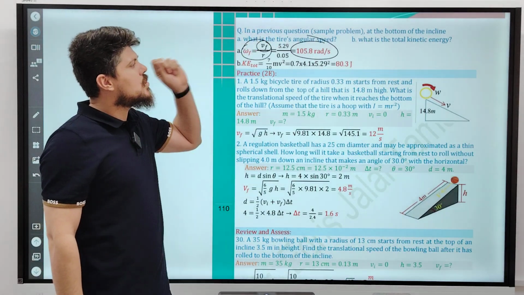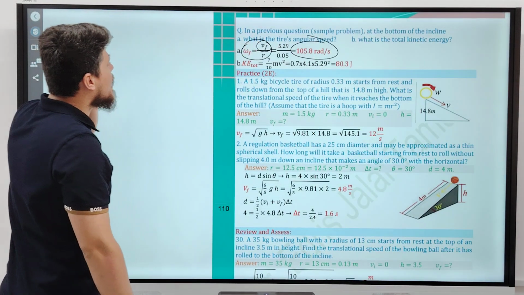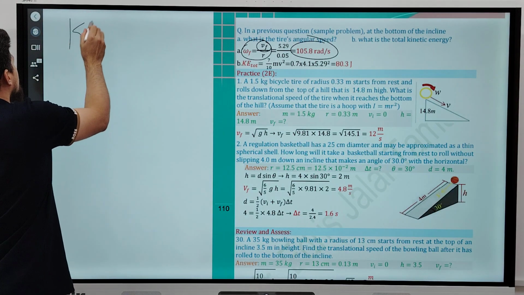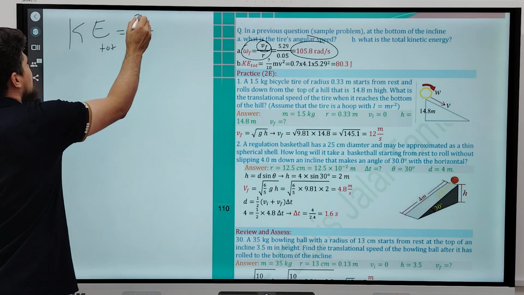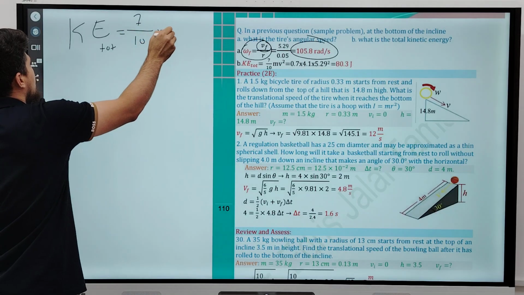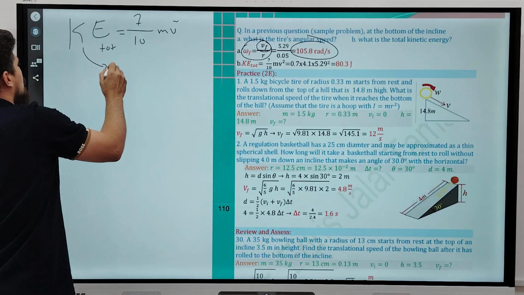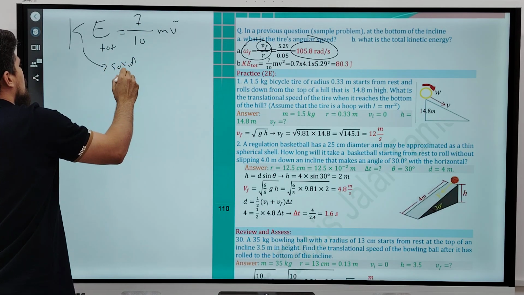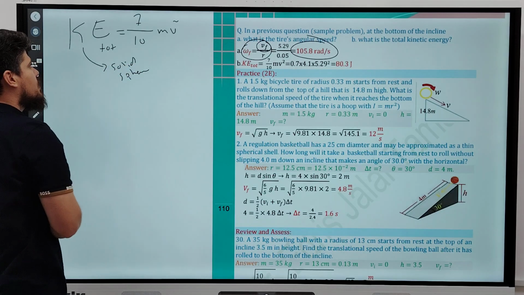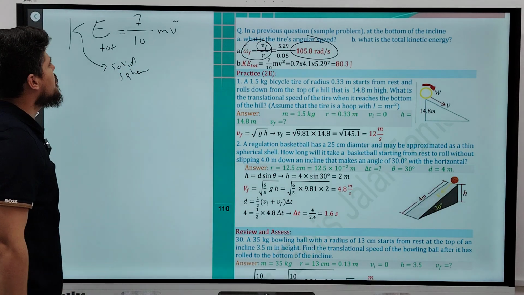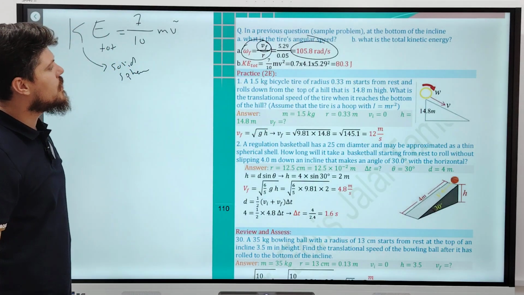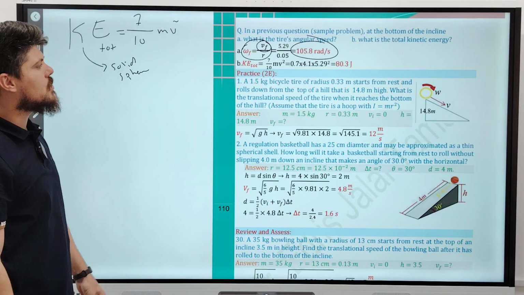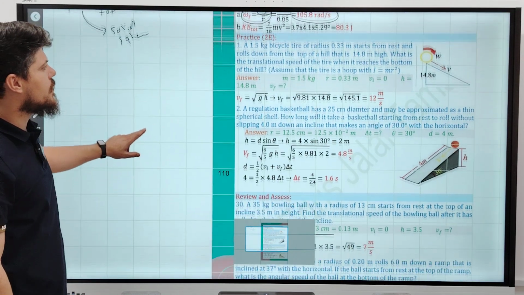So what is the total kinetic energy? Total kinetic energy is equal to 7 over 10 m v squared. For what? For a solid sphere. It is equal to 7 over 10, mass was given 4.1, V we found is 5.29 squared, which is equal to 80.3 joule.